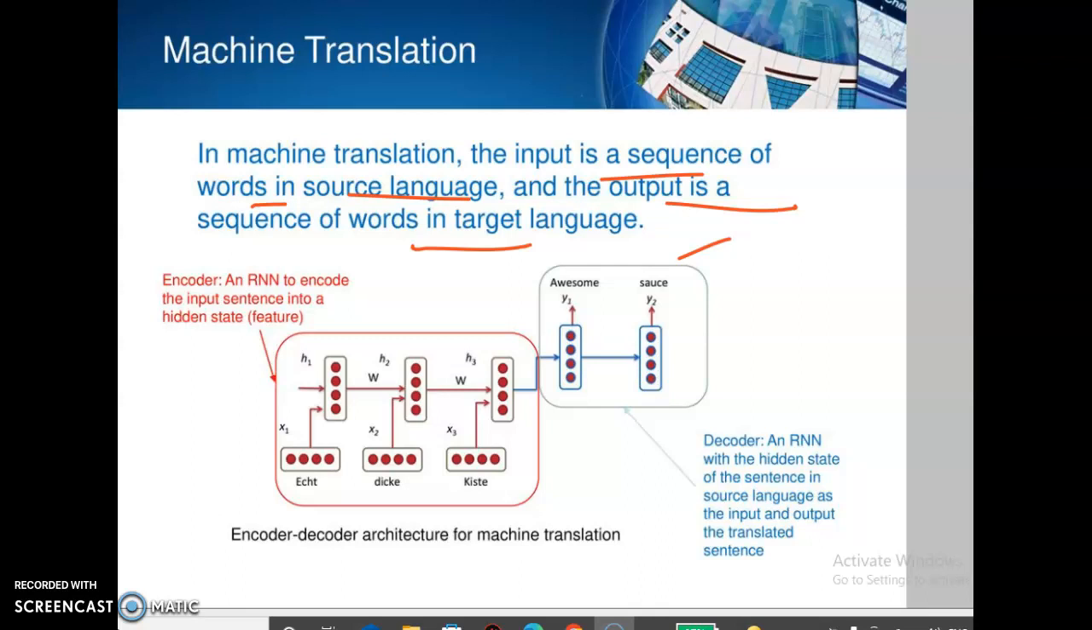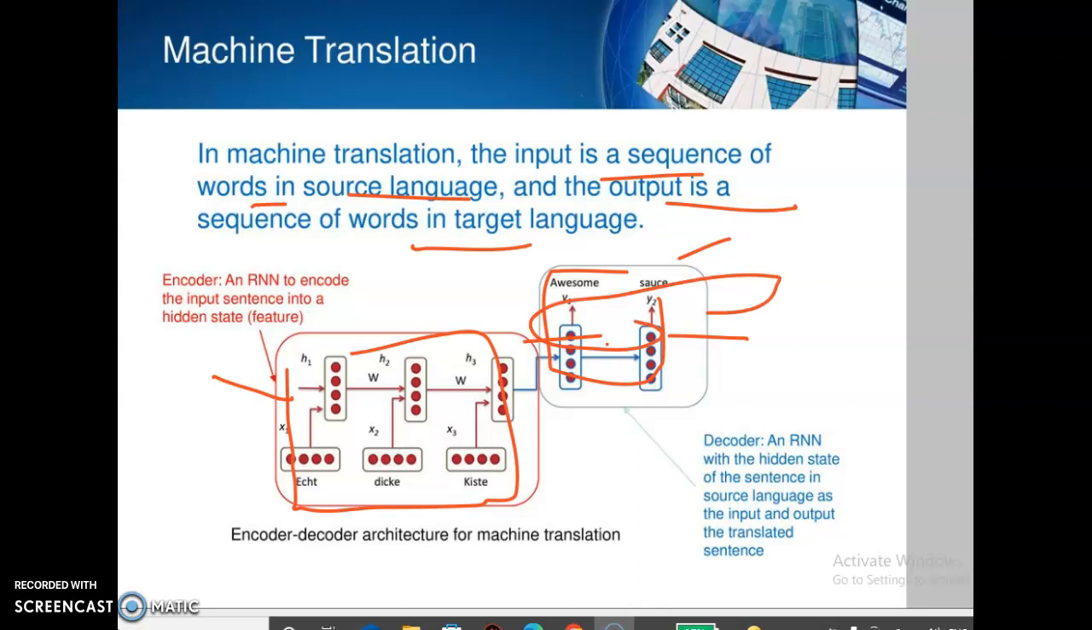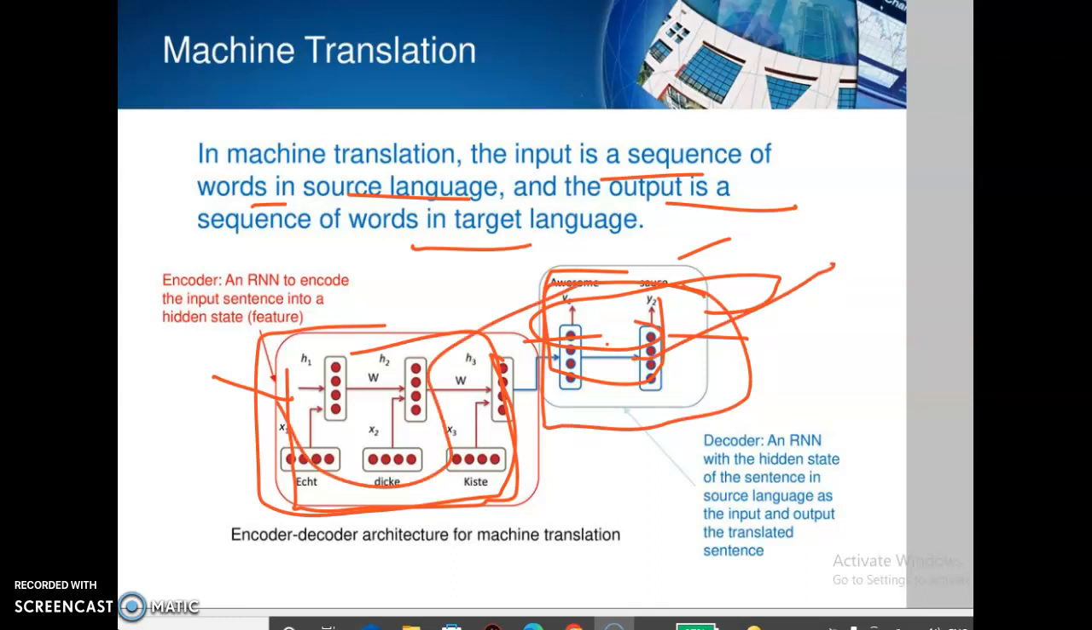Encoder: an RNN to encode the input sentence into a hidden state. Decoder: an RNN with the hidden state of the sentence in the source language as input, which outputs the translated sentence. Encoder-decoder architecture for machine translation. This is the encoder. This is the decoder.